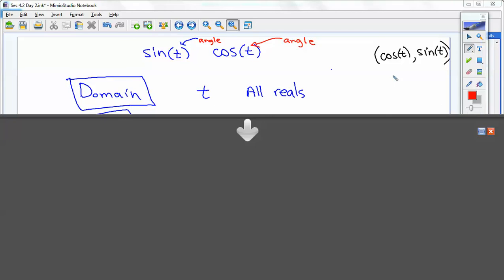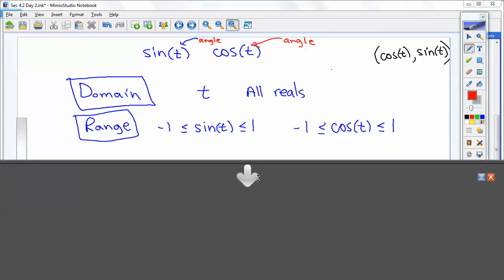What about sine? Sine is the y. What's the littlest sine can be? -1. What's the biggest? Sine and cosine, the range of both is from -1 to 1. You will always get out a number -1 to 1. Now let's do something with our calculators really quick.